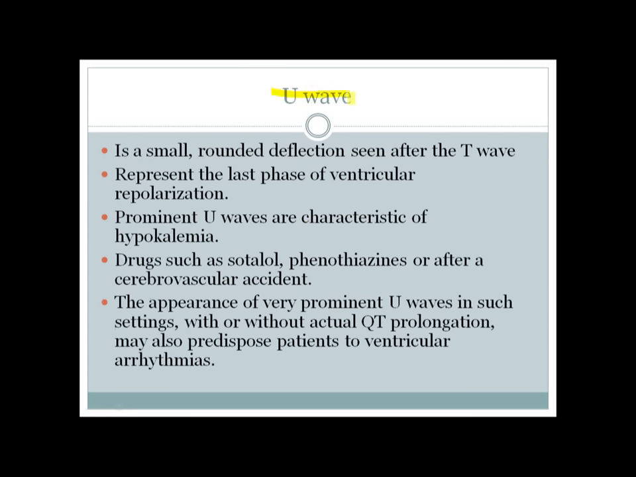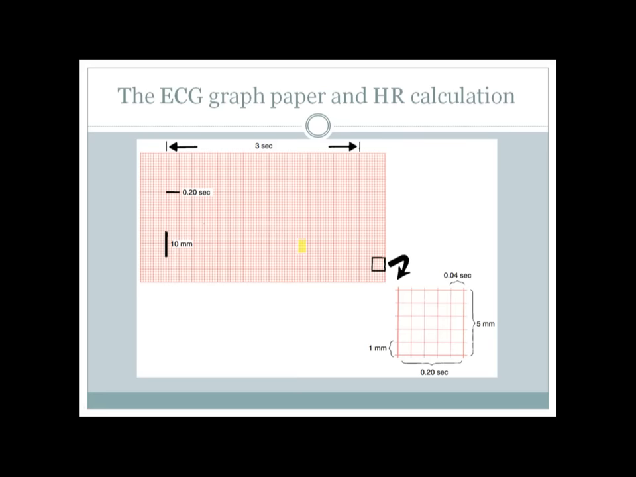And next you have the U wave, which is a small rounded deflection that can be seen in some physiological and some pathological conditions after the T wave, and it commonly represents the last phase of repolarization. If you have a very prominent U wave, commonly it suggests hypokalemia, and there are some drugs which can also produce a U wave, like sotalol, phenothiazines, or even a cerebrovascular accident. And the appearance of very prominent U waves in such settings, or without actual QT prolongation, predisposes patients to ventricular arrhythmias, so it is dangerous.